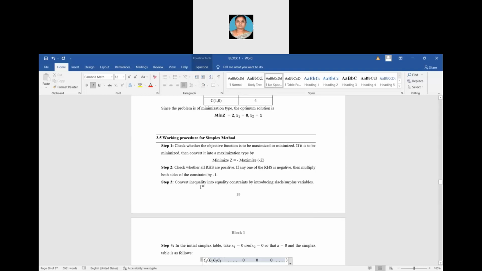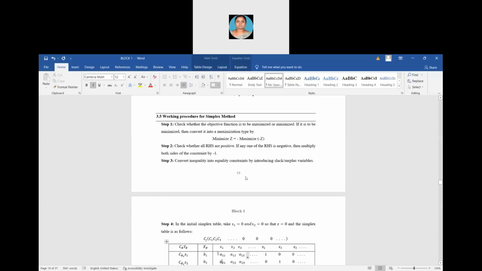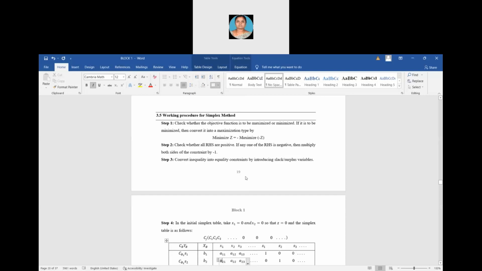Then check whether all the RHS are positive, all the right hand sides. If any one of the RHS is negative, that is if any variable on the right hand side is negative, then multiply both sides of the constraint by -1. Then all the equations will be converted. And then convert the inequality into an equality constraint by introducing slack or surplus variables.